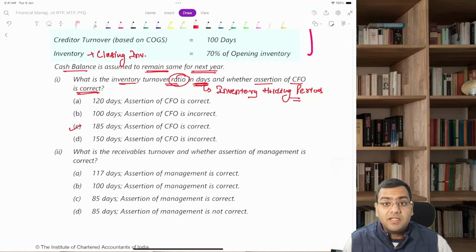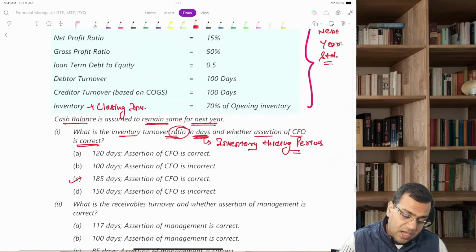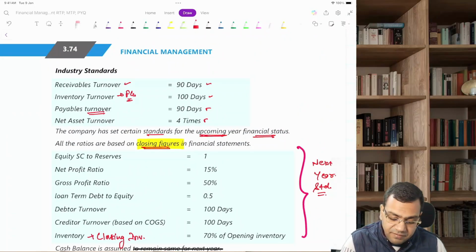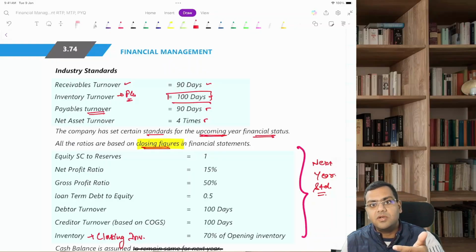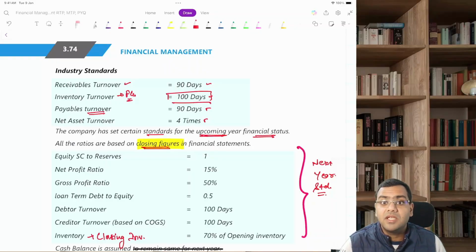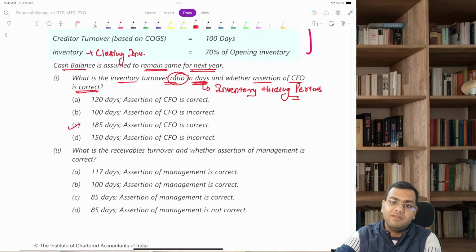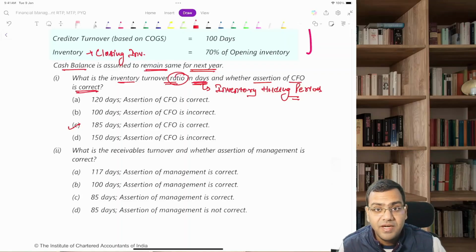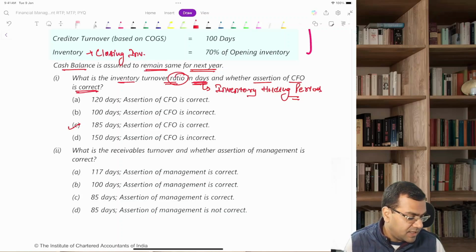Now, whether the assertion of CFO is correct or not. Yes, sir. The assertion of CFO is correct. How can we say that it is correct? See here. For the industry, the inventory turnover is 100 days. The industry converts its inventory into sales in 100 days, whereas this company is taking 185 days. So CFO was correct that we are holding the inventory for more number of days, because of which there is a cash crunch situation. Is that clear? Everyone, is that clear with this?